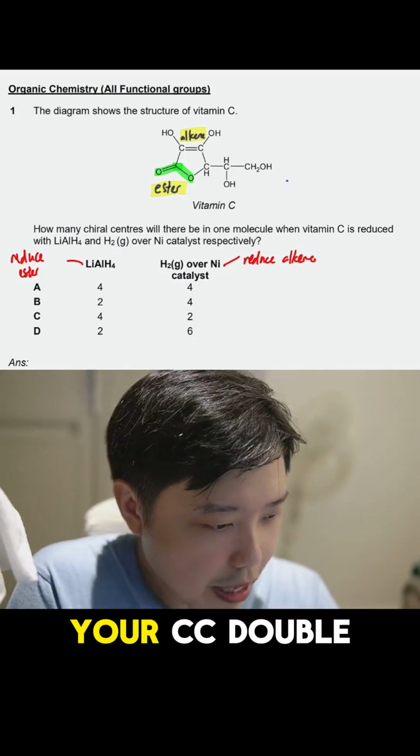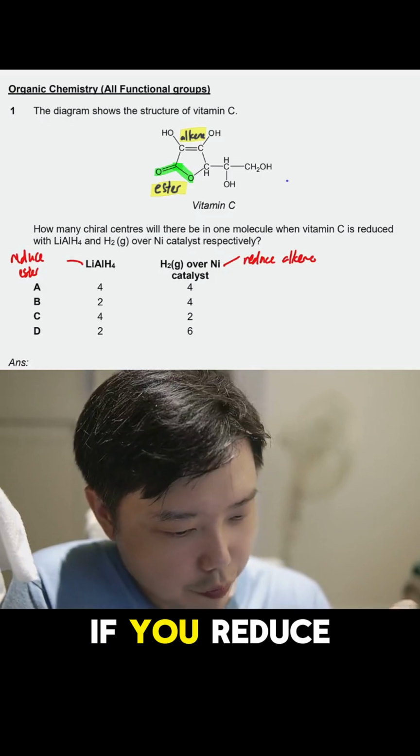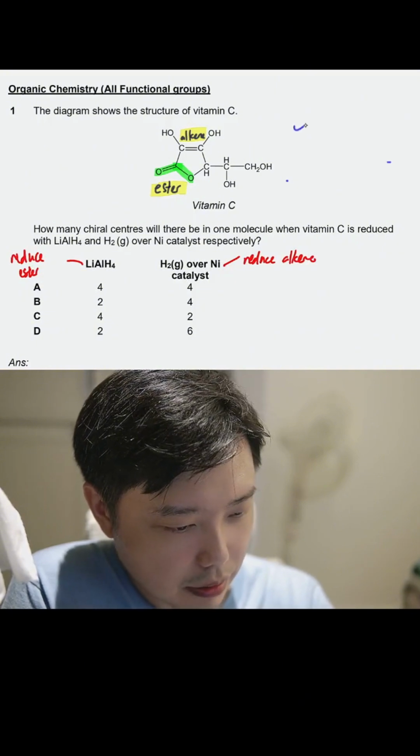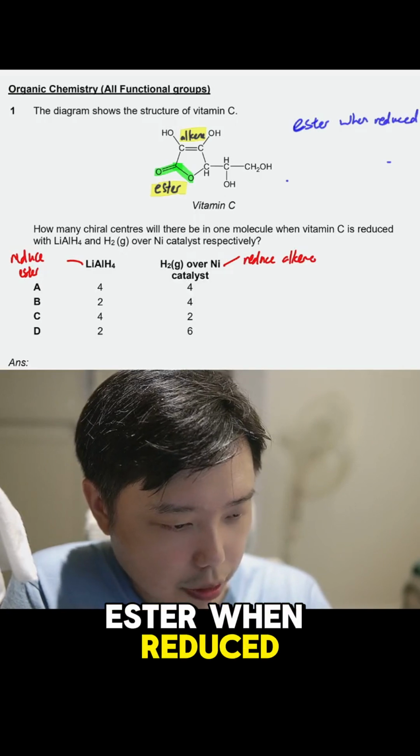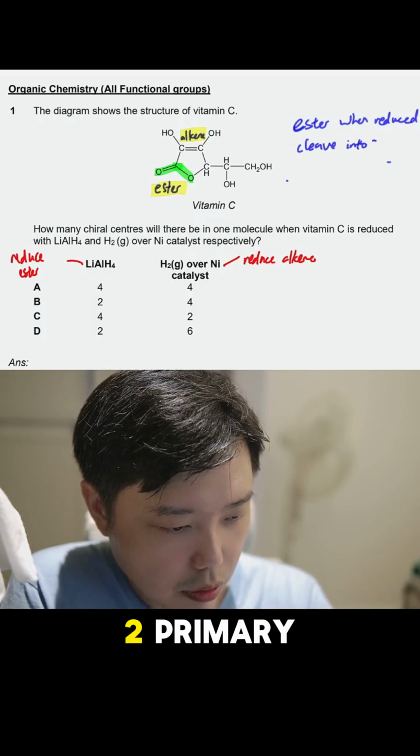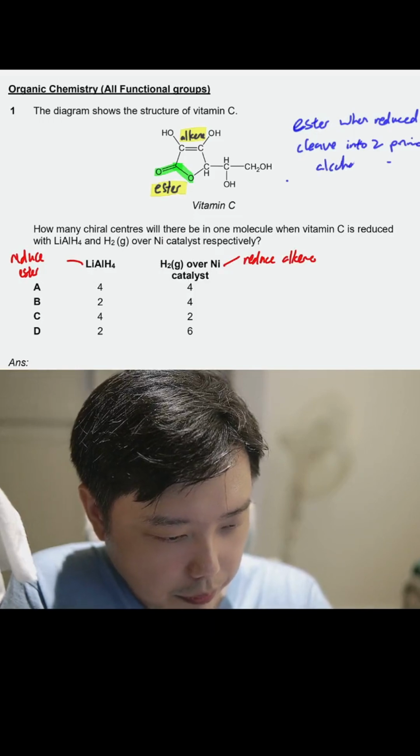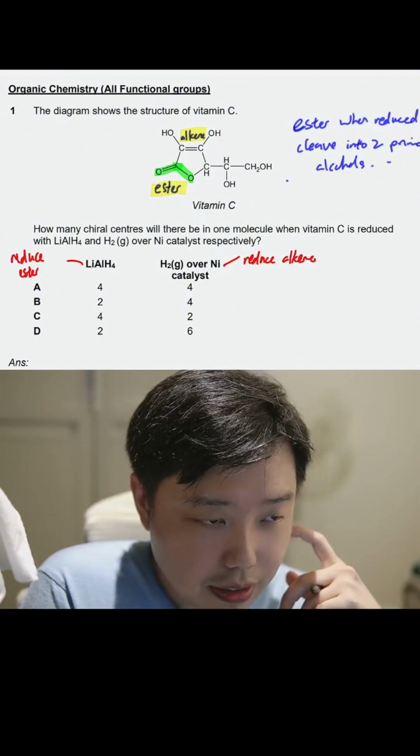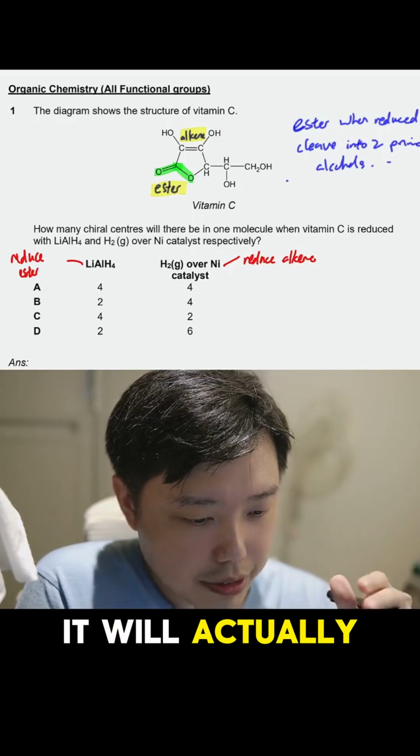Okay, so you add your C=C double bond, right? And if you draw out the molecule, you realize that, hey, if you reduce your ester, you know that ester when reduced will cleave into two primary alcohols. Okay, surprisingly, a lot of students don't know this reaction, yeah? When you reduce it with lithium aluminium hydride, it will actually cleave into two alcohols.